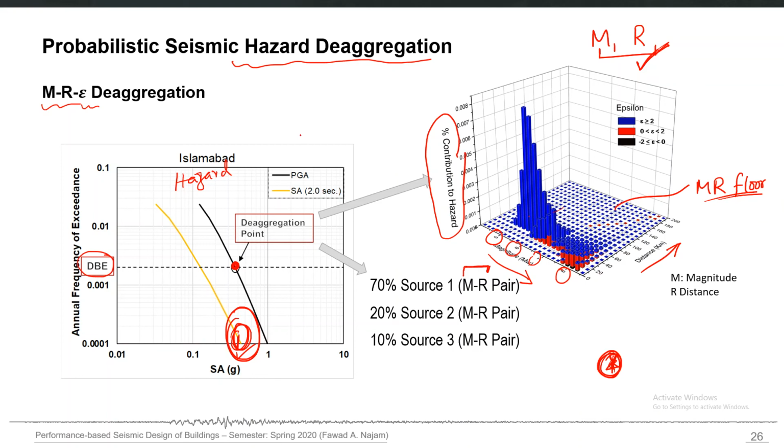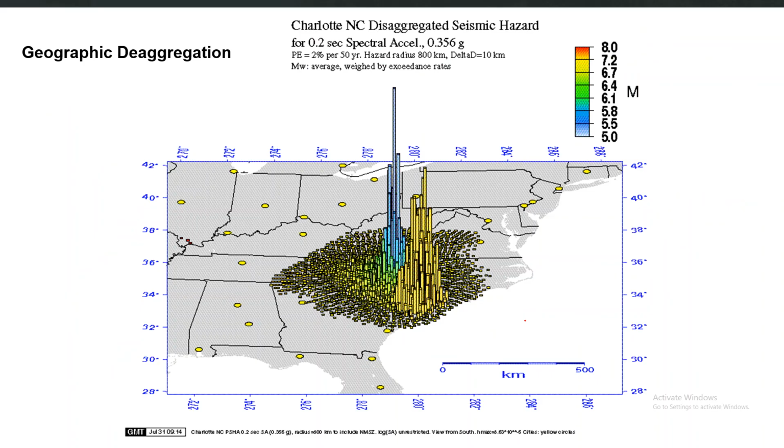So currently we will not go into detail of this process. I will just quickly show you some example results, how the results may look if you actually perform that analysis. So you will get information that, okay, from that number which is, let's say, 0.2 g, 70% of that number is basically coming from source number 1 corresponding to this MR pair. 20% is coming from another one, and 10% is coming from another one. This kind of information is very useful, and that will be the result of your deaggregation analysis.